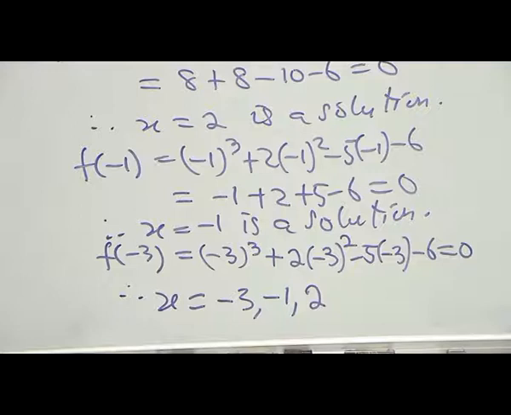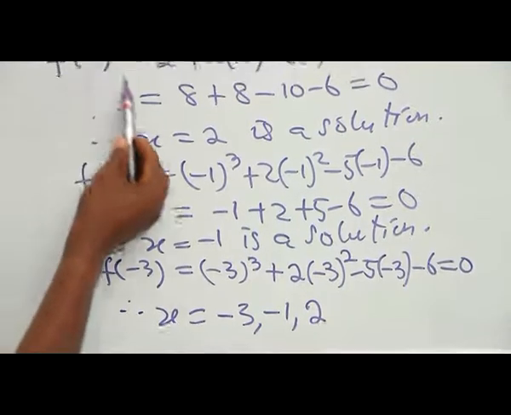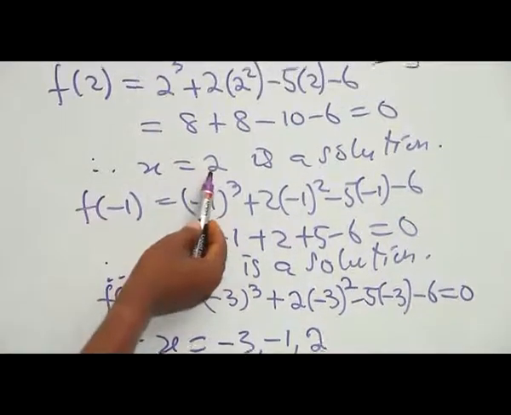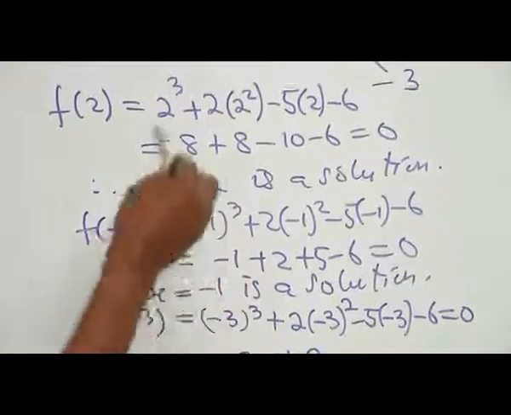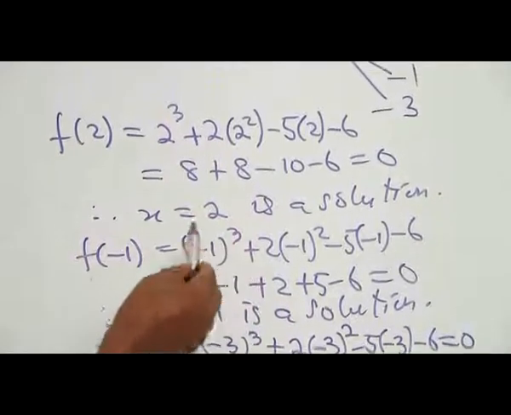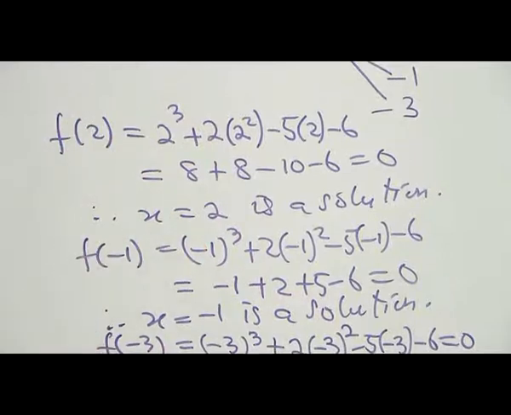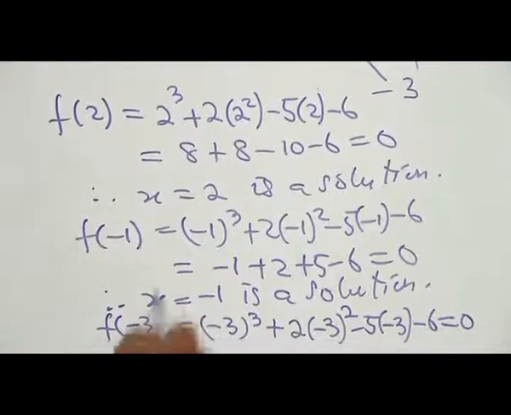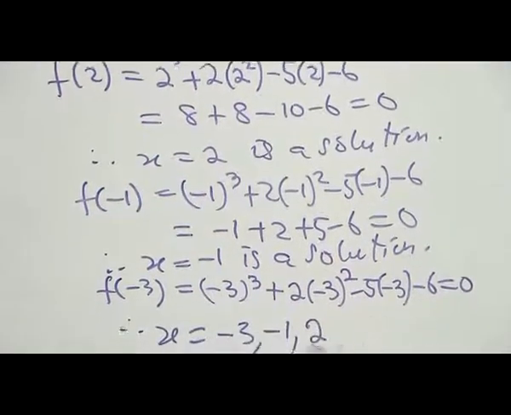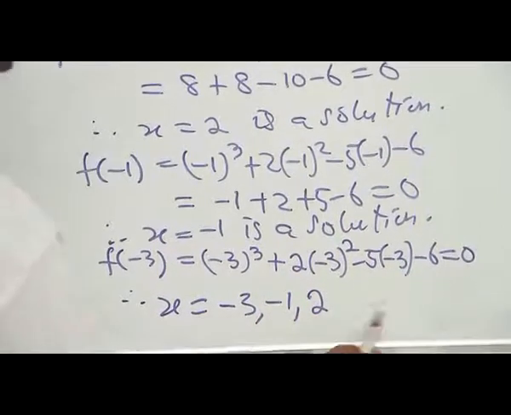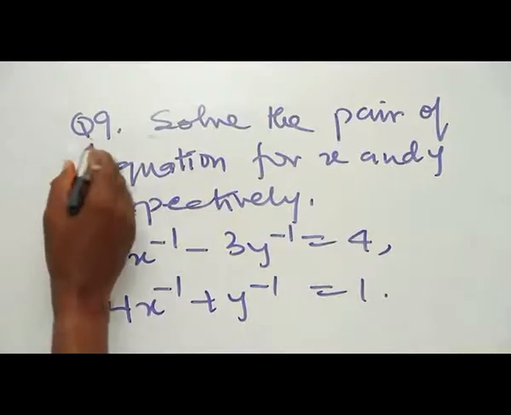In other cases, you can find only one factor, only one of the solutions. And then you go through the process of dividing the factor into the given polynomial. And then you will now get a quadratic function, and then you factorize, and you will also arrive at the same solution. Question number 9.